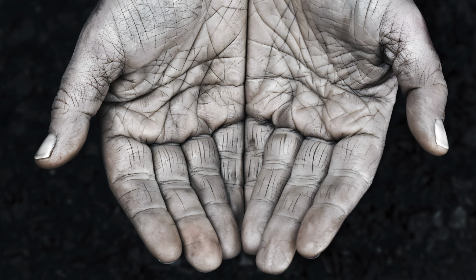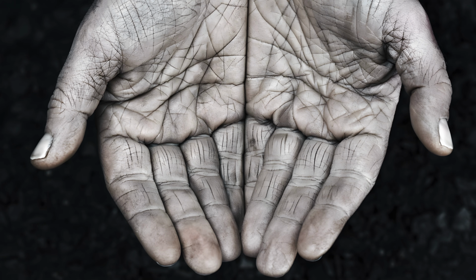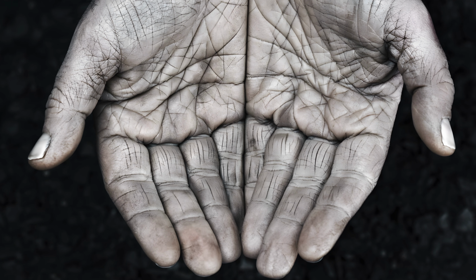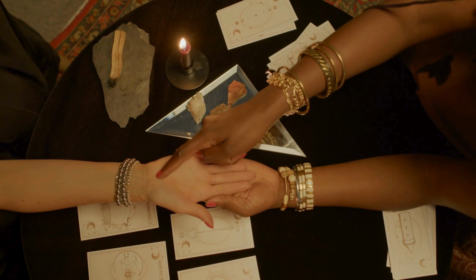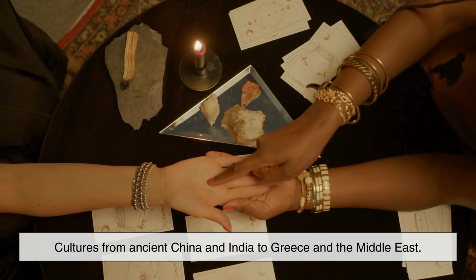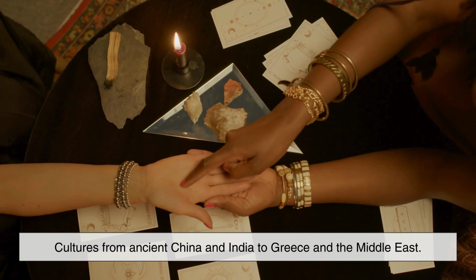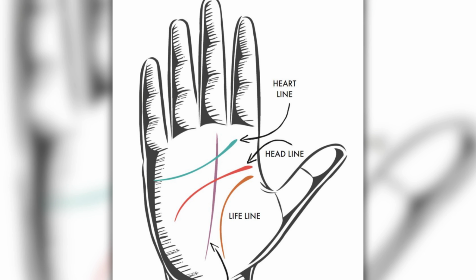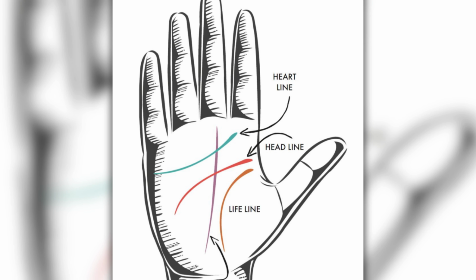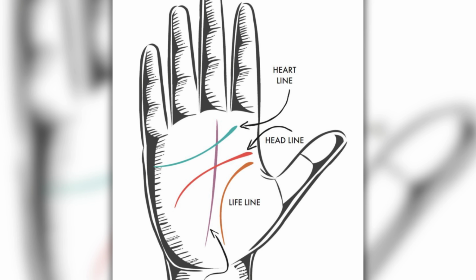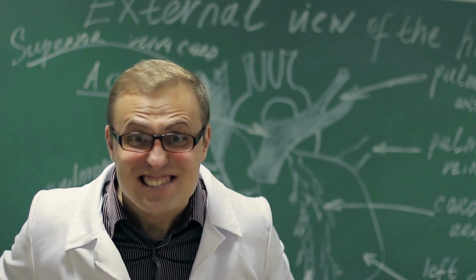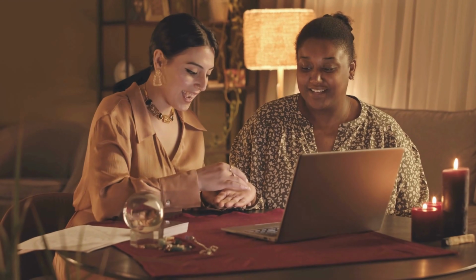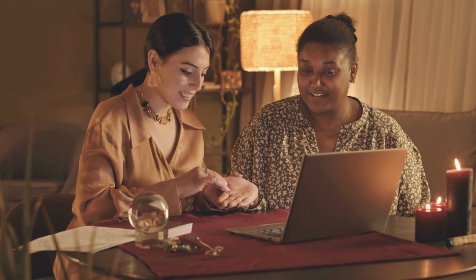Despite the scientific explanation, palm lines continue to capture the imagination of people around the world. Palm reading traditions date back thousands of years and appear in cultures from ancient China and India to Greece and the Middle East. In these traditions, the major lines, the heart line, head line, and lifeline, are believed to reflect aspects of personality or destiny. While modern science does not support these claims, the persistence of palmistry shows how deeply humans are drawn to patterns and meanings hidden in everyday details.